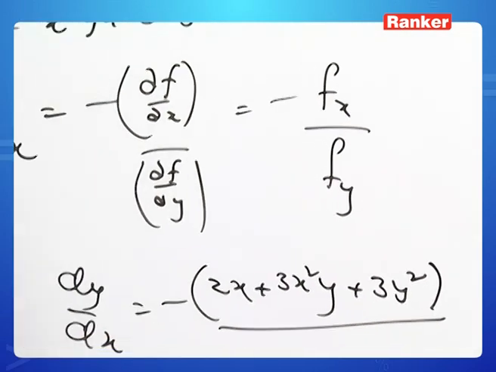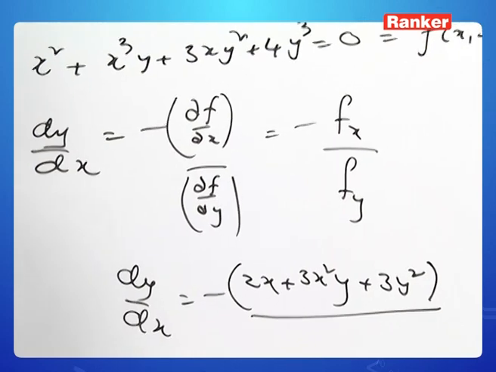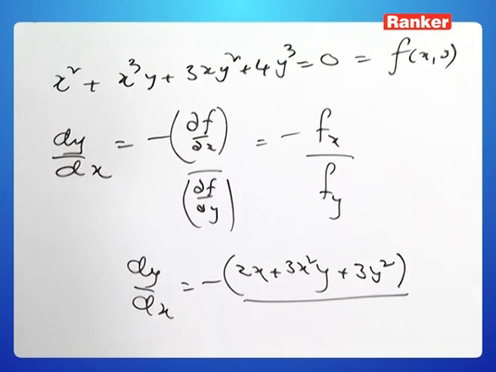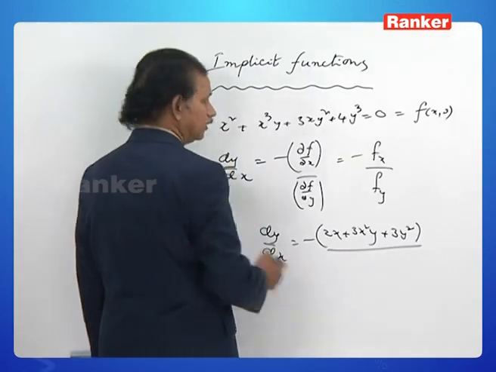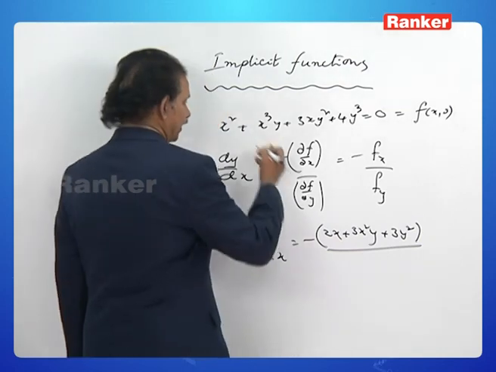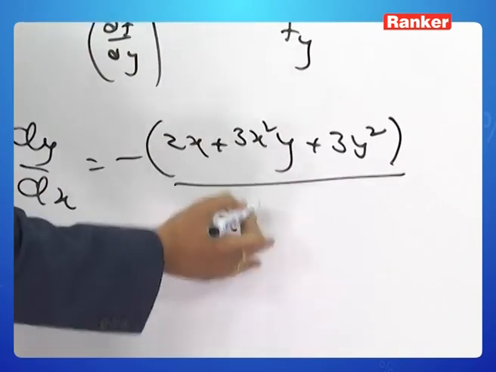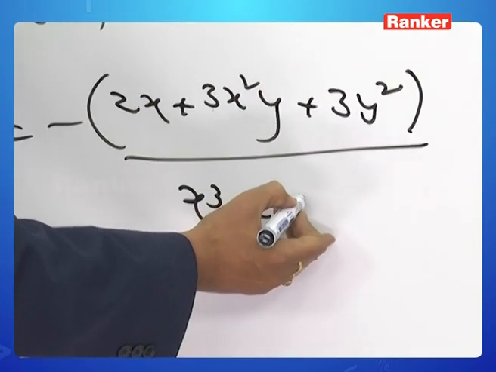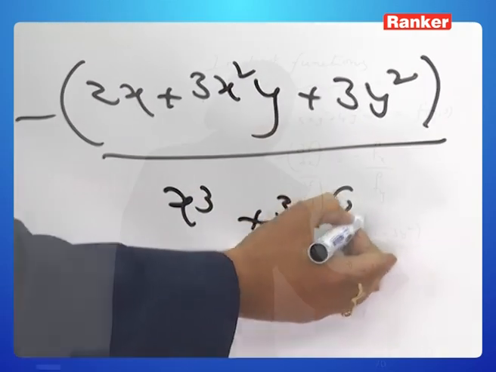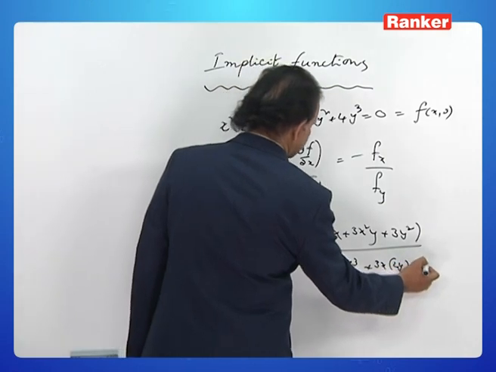Now, dou f by dou y. Now you repeat the same by keeping x as constant. Derivative of x square is 0. x cube is constant; for y it is 1. 3x is constant; for y square, it is 2y. 4y cube, 12y square.